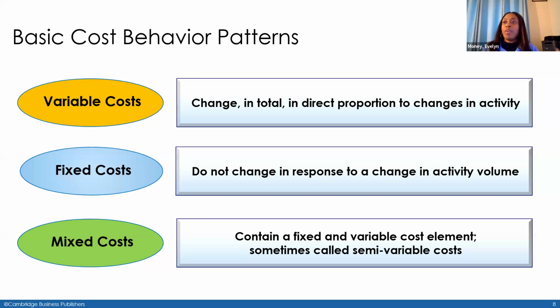Well, the total bill is an example of a mixed cost. It has a variable component, that cost per text message, and then it has the fixed component, the cost of the contract.